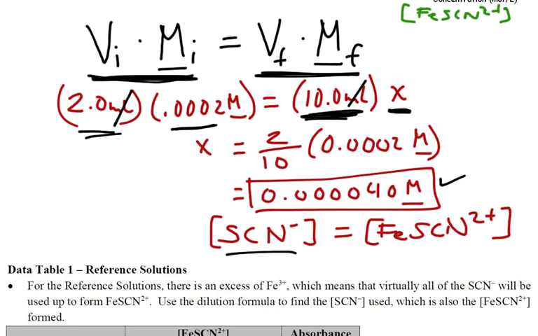So that is officially the SCN minus concentration, but it is also the FeSCN2+ concentration because we use so much iron, all of our SCN has turned into FeSCN2+.